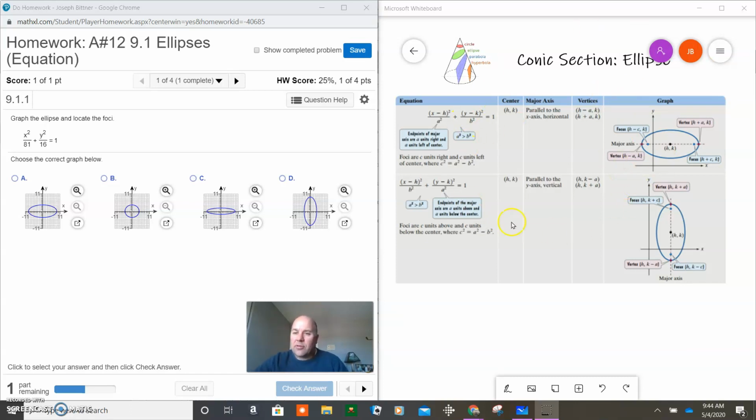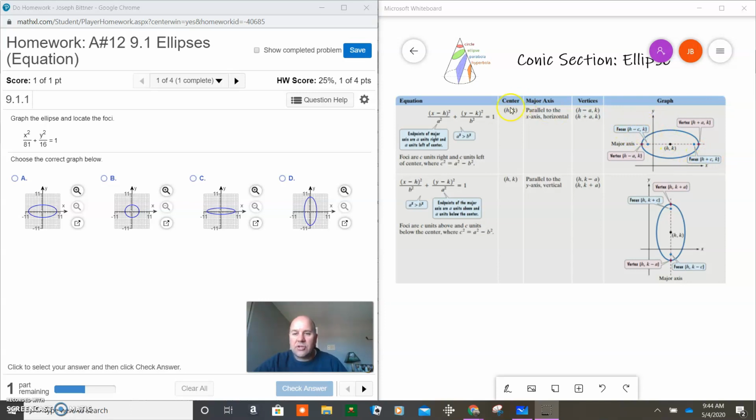If you haven't already printed this out from the notes, please do so. This is every important thing that you need here. Here's the equation. Here's the center. Here's the vertices. It doesn't ask too many questions about the vertices, so I'm not going to worry about that too much. But it does ask for the focus or the foci, as you can see here. So definitely write down these two formulas. You're definitely going to need that.